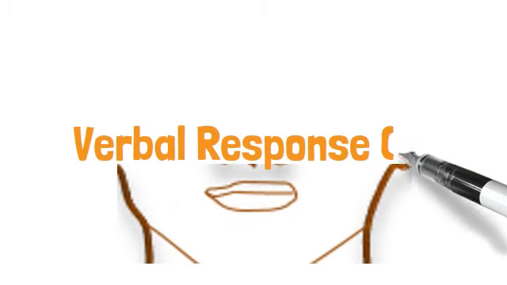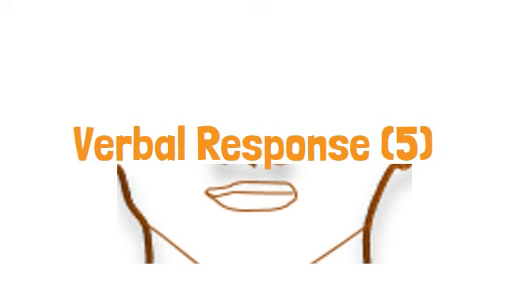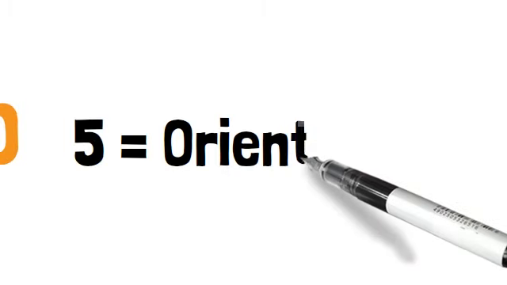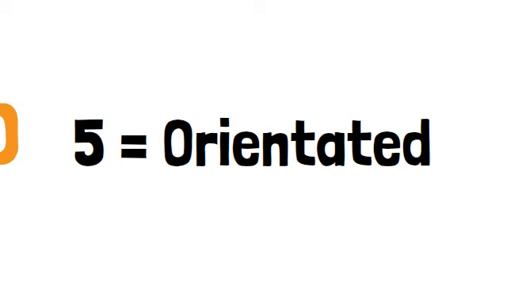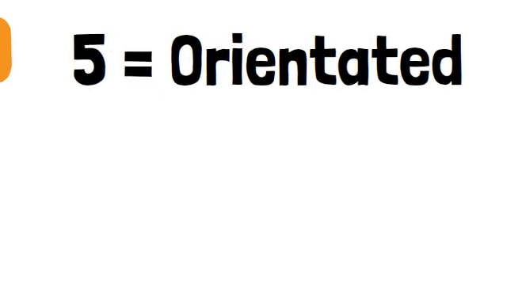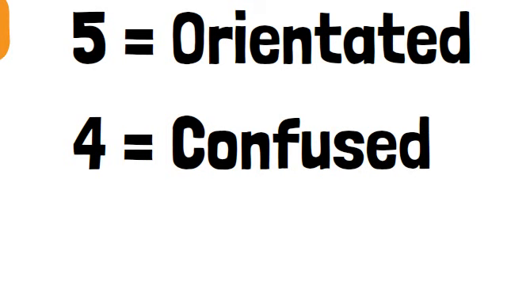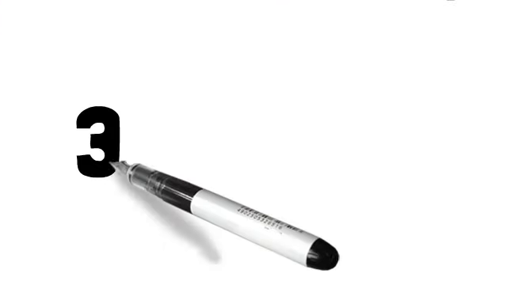Verbal response out of 5. These are the possible points that a patient can score for verbal response. A score of 5 is allocated if the patient is orientated with regards to place, person, and month. If the patient is confused, then a score of 4 is allocated. For example, a patient who's speaking only in phrases and incomplete sentences.